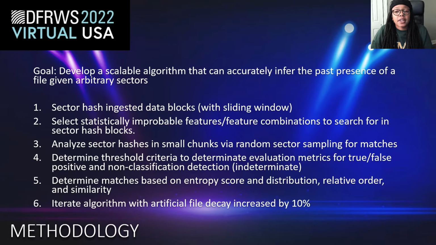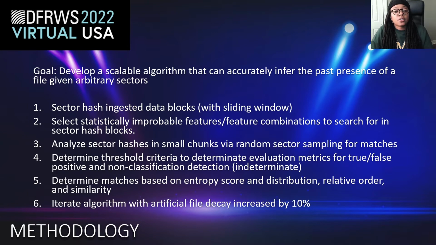We want to determine matches based off of our entropy score and distribution, our relative order, and similarity. So, for instance, if we have a file that has maybe 8 or 10 or more of the same sector hashes present and they're in the same order, it's likely that they came from the same file. Even though later on the file hashes may change, that just means maybe one came from the other. One is a parent file of the other.